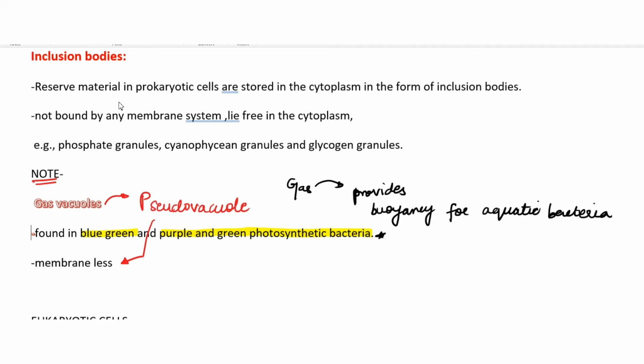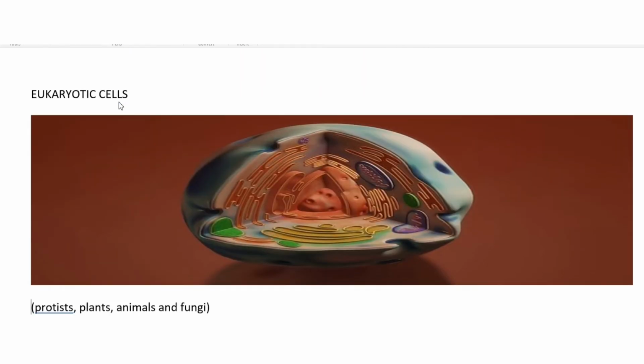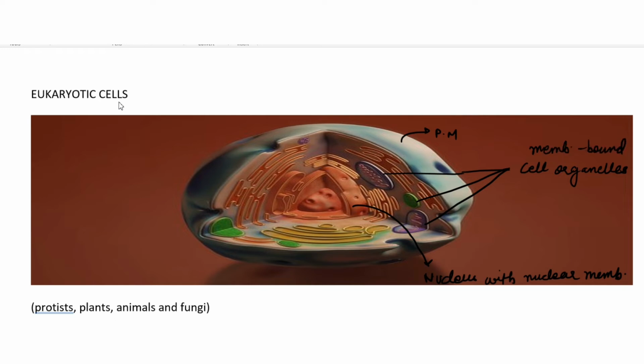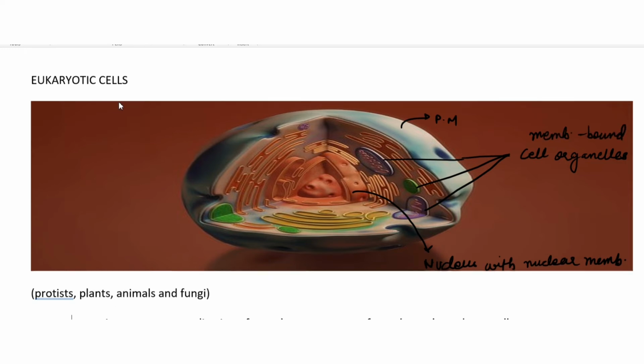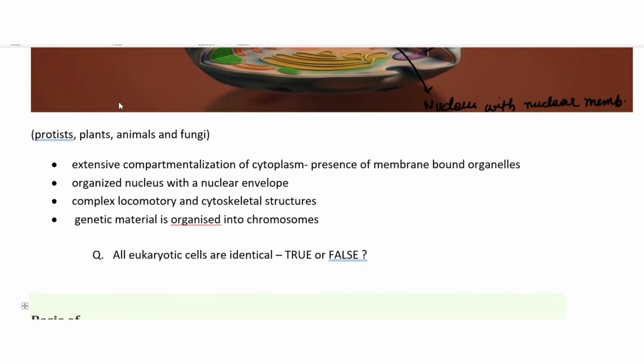Now is the time to talk about eukaryotic cells. So from this picture, what do you observe? A plasma membrane and outer covering? Yes. The central nucleus with nuclear membrane? Yes. And these are all the different cell organelles, membrane-bound cell organelles. So eukaryotic cells occur in protists, and in bodies of plants, animals and fungi. We know Whittaker's five-kingdom classification, isn't it?